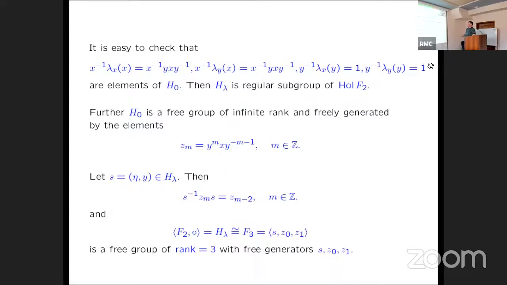It means that F2 with operation circle is a free group of rank 3. So the additive group is a free group of rank 2, and the multiplicative group is a free group of rank 3.